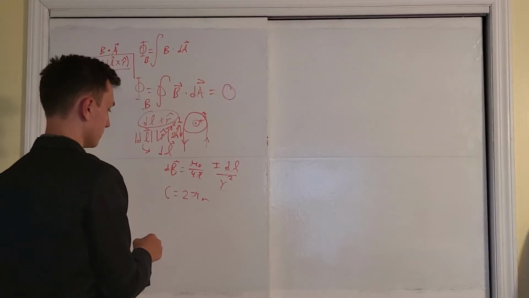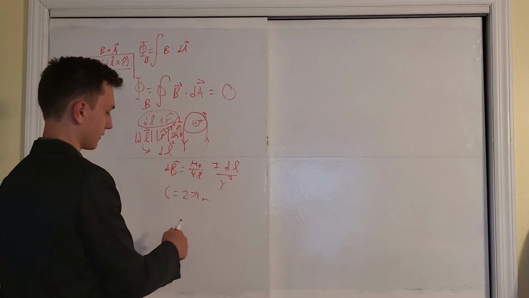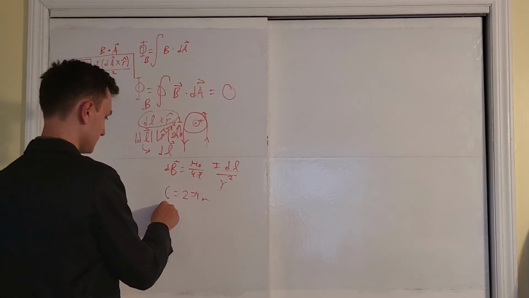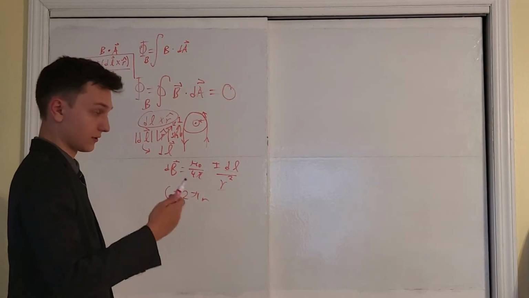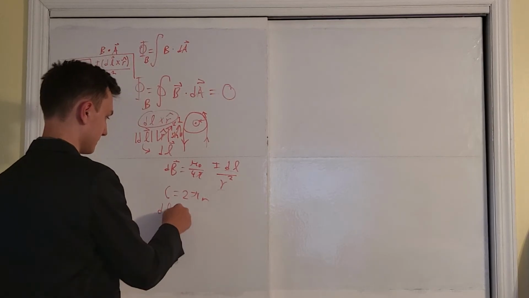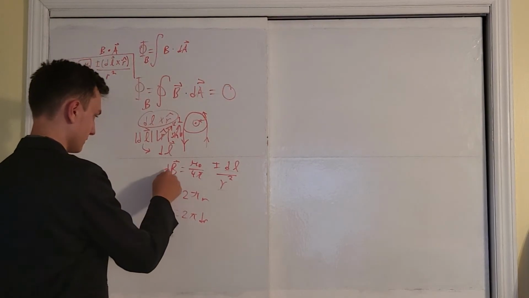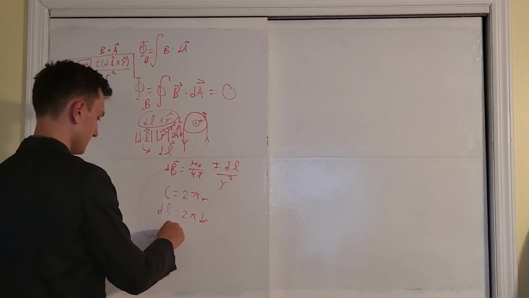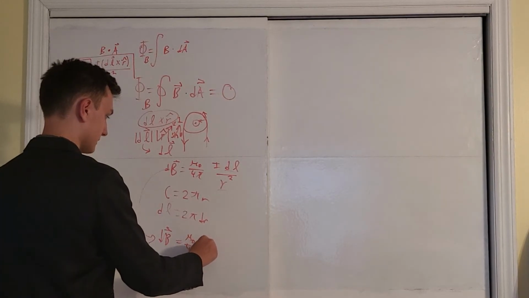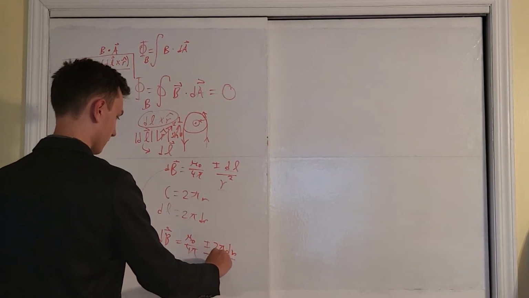And if I want to differentiate the total circumference of the circle, the total length around the circle, I get the circumference differential. What is a circumference differential? It's a length differential, because circumference is length, equals 2 pi the derivative of r, dr. Therefore, this guy comes down here. This differential equals mu naught over 4 pi times I times 2 pi dr over r squared.